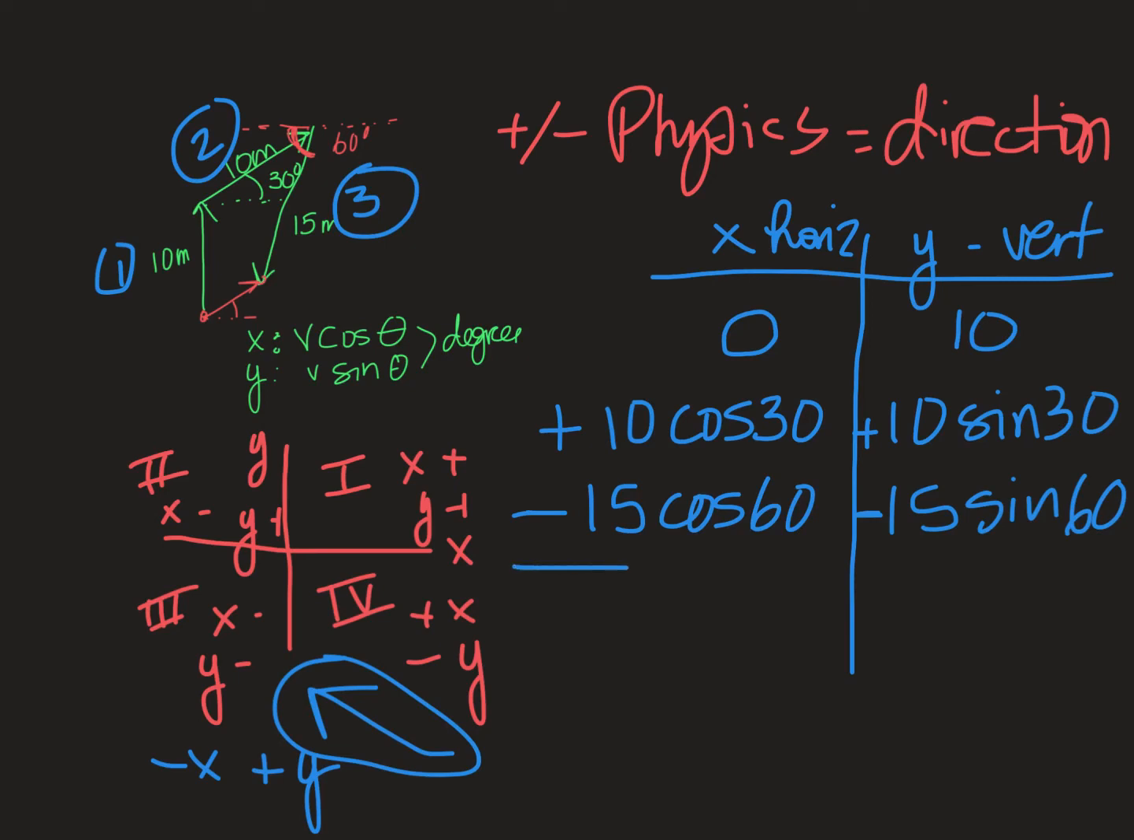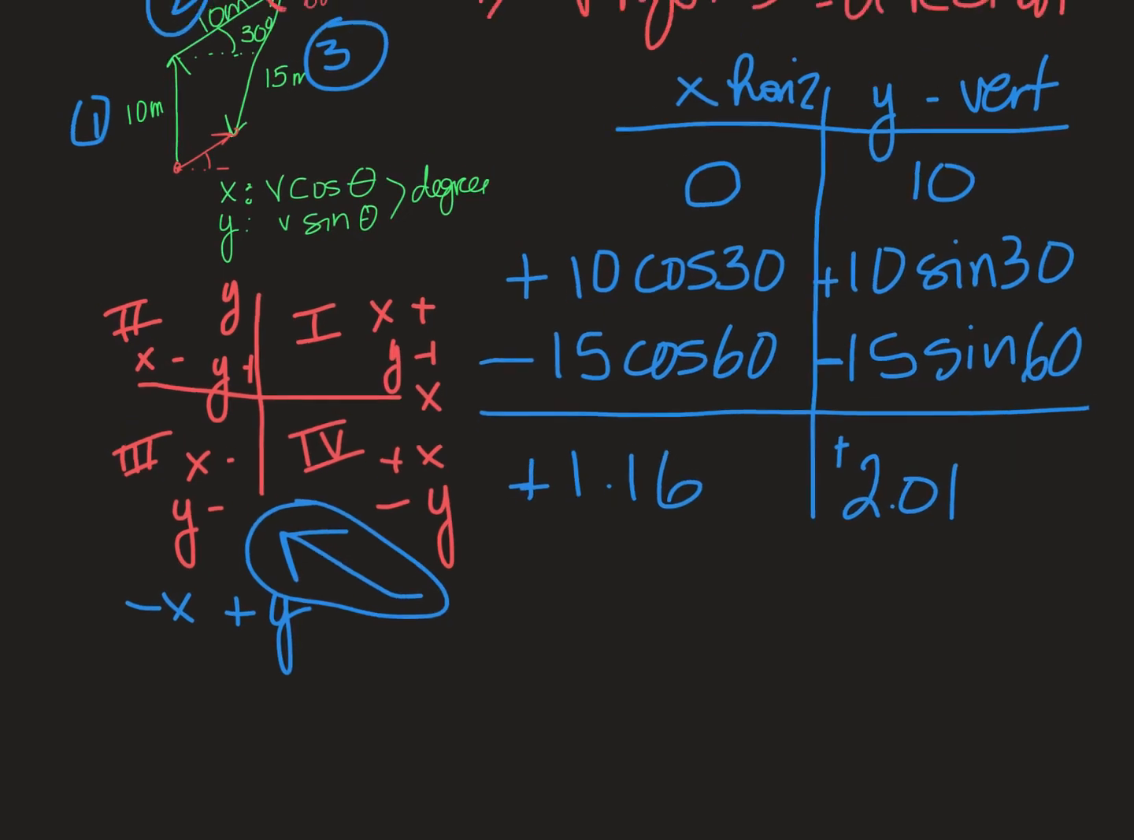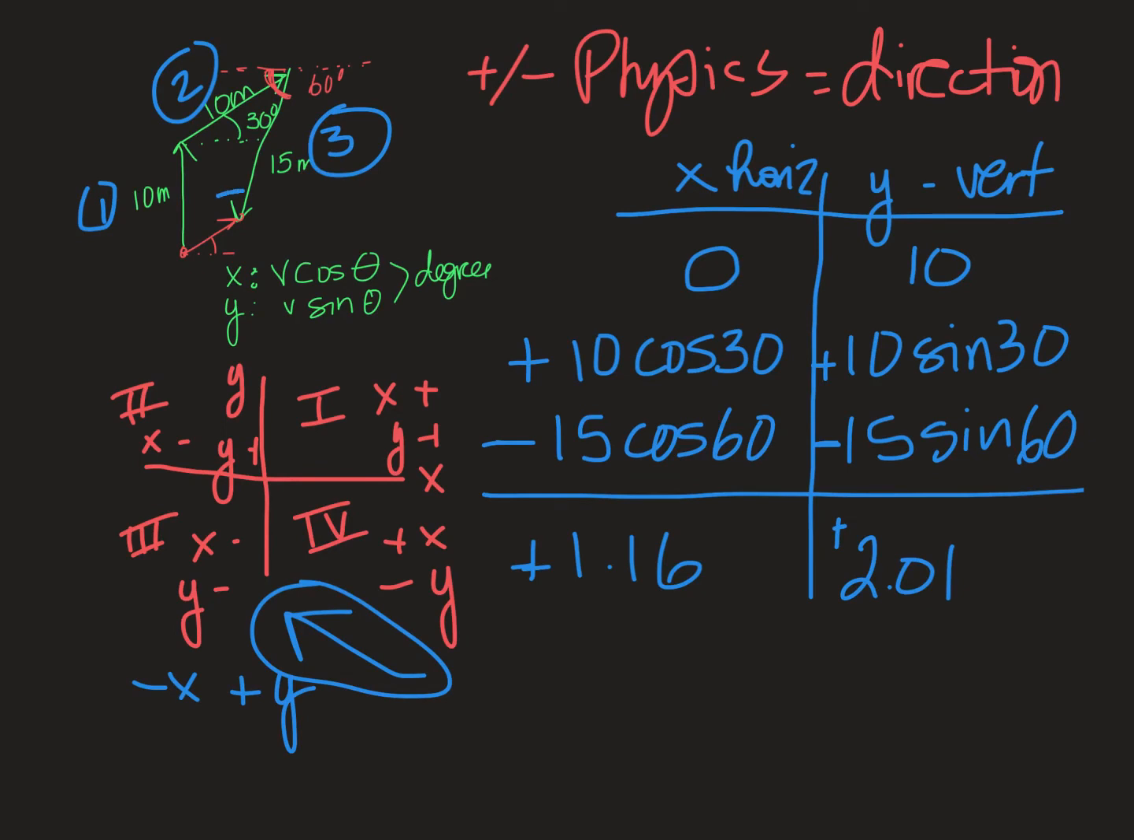All right, all we have to do now is add these together, and that gives us 1.16 in the x direction and 2.01 in the y direction, and both of those came out positive. And that's what our drawing showed, our resultant going up and to the right, so that makes sense.